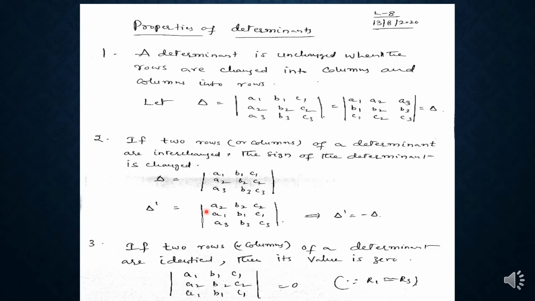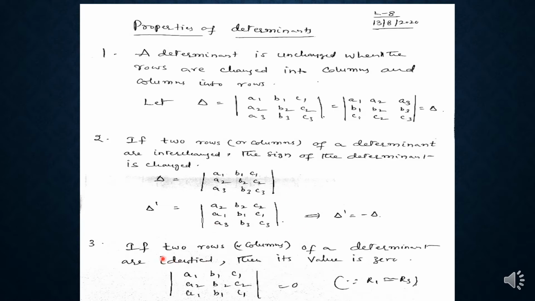Here the first two rows are interchanged. The second row is written as the first row and the first row is written as the second row. The third row is constant, there is no change. So R1 and R2 are interchanged. Then the value of this determinant, delta dash, is equal to minus delta. If the value of this determinant is delta, after interchanging the first two rows we will get minus delta. Suppose the value of this determinant is 3. After interchanging any two rows or any two columns, we will get minus 3.